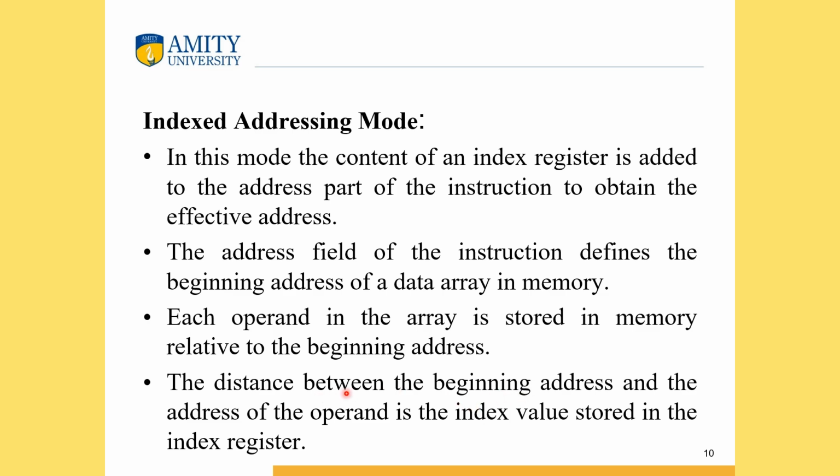Okay, so in the array we'll have the 0th element, 1, 2, 3, 4. If our index value is 4, that means our operand is stored at the 4th position relative to the beginning, because the beginning address to which we are adding the index is basically the address of the first element in the array. Thus we have to add the index value to get to the operand that we require.